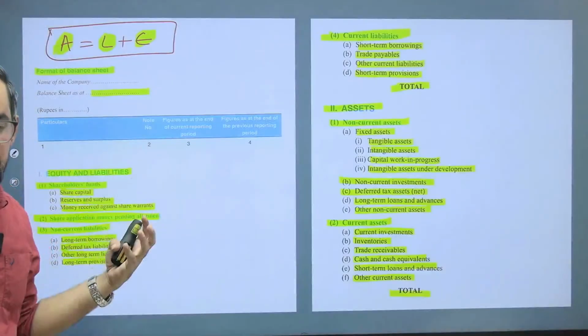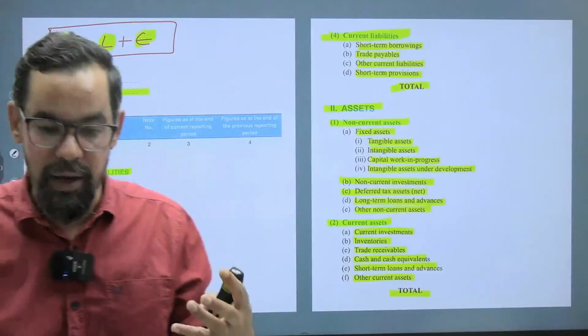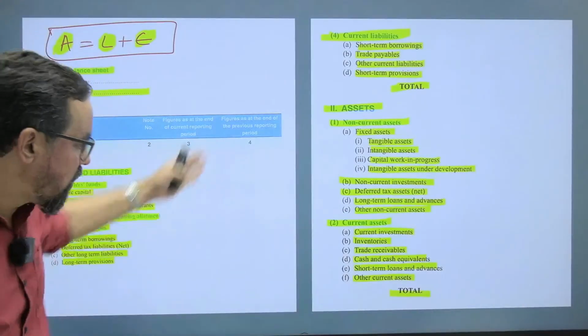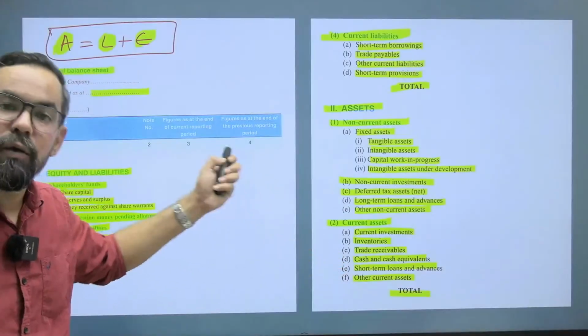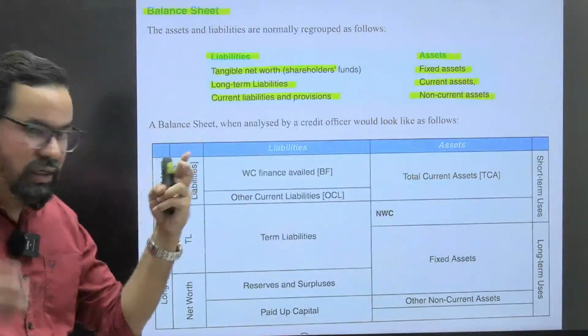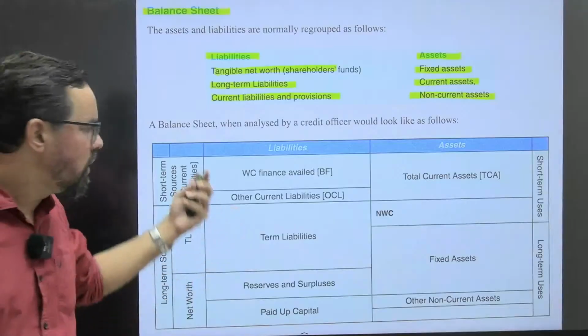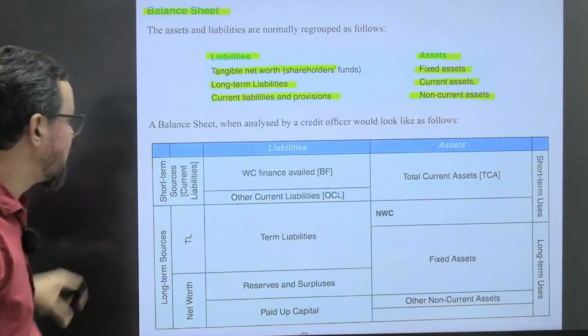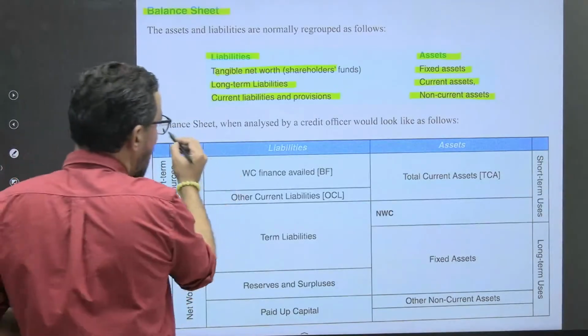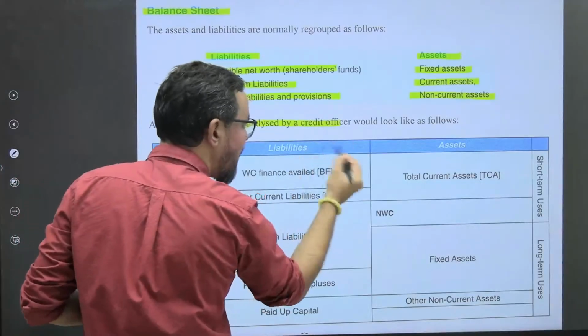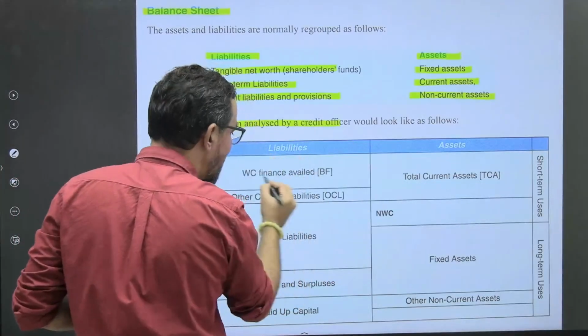When companies prepare their balance sheet, they have to prepare it according to this particular format, okay. But for analysis purposes, we need a kind of summary of that. So we use something like this, where a balance sheet when analyzed by a credit officer would look as follows, okay.